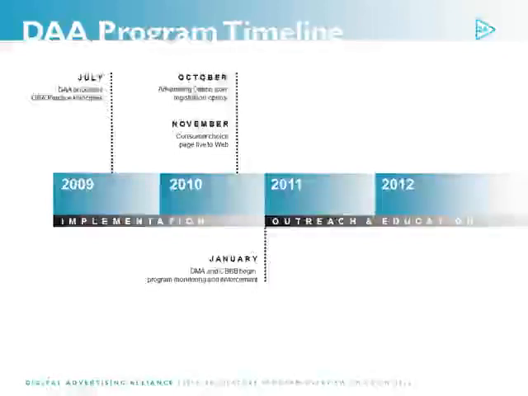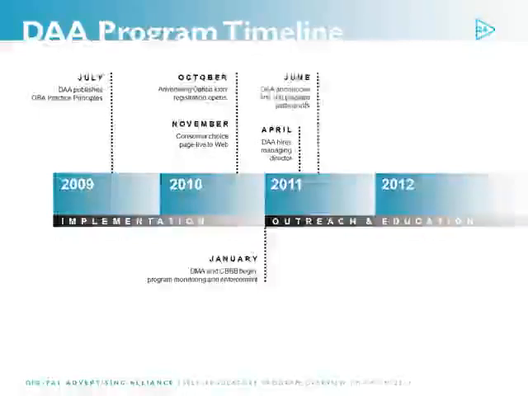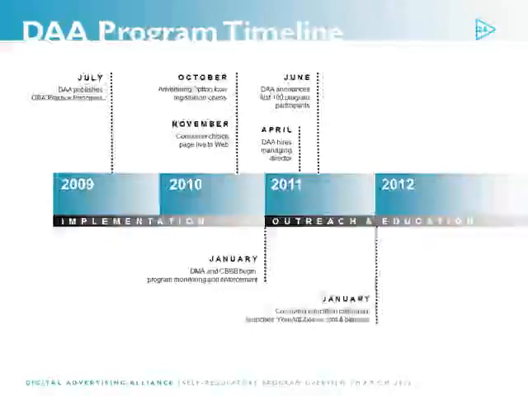We brought the DMA and the CBBB in as dependable, vigorous enforcers of program compliance. I came on board last April as the first managing director for the DAA to help operationalize it internally and get all the important processes in place so that we could grow as an organization. We announced our first 100 program participants last June. As you just saw, we have more than 400 in the program now.